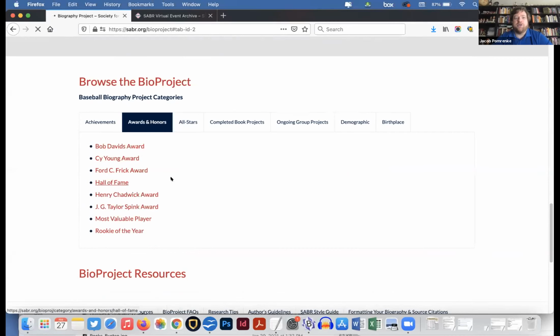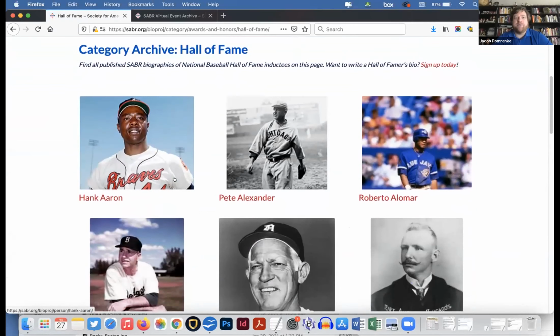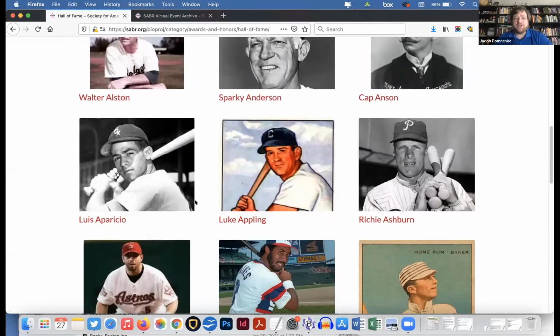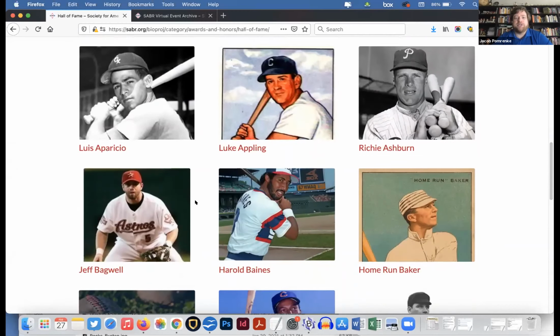We've got a page for Hall of Famers. Click through here. You can find just about everybody. I think we're missing maybe 15 or 20 now out of all the 300 or so Hall of Fame inductees. But just about everybody else is in here, and you can scroll through and read their bios as well. So this is, again, just a cool way to present all the interesting biographies that SABR members have written.